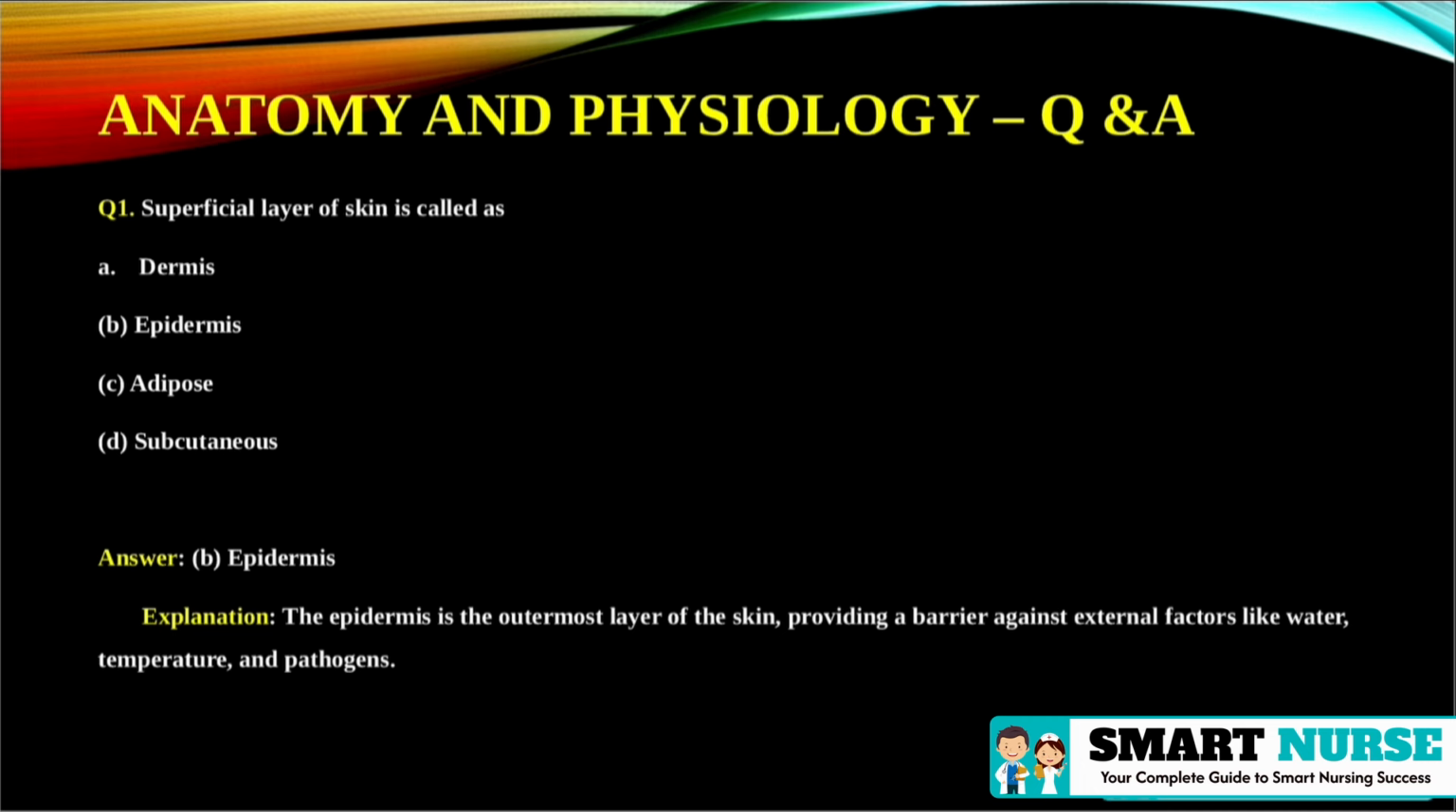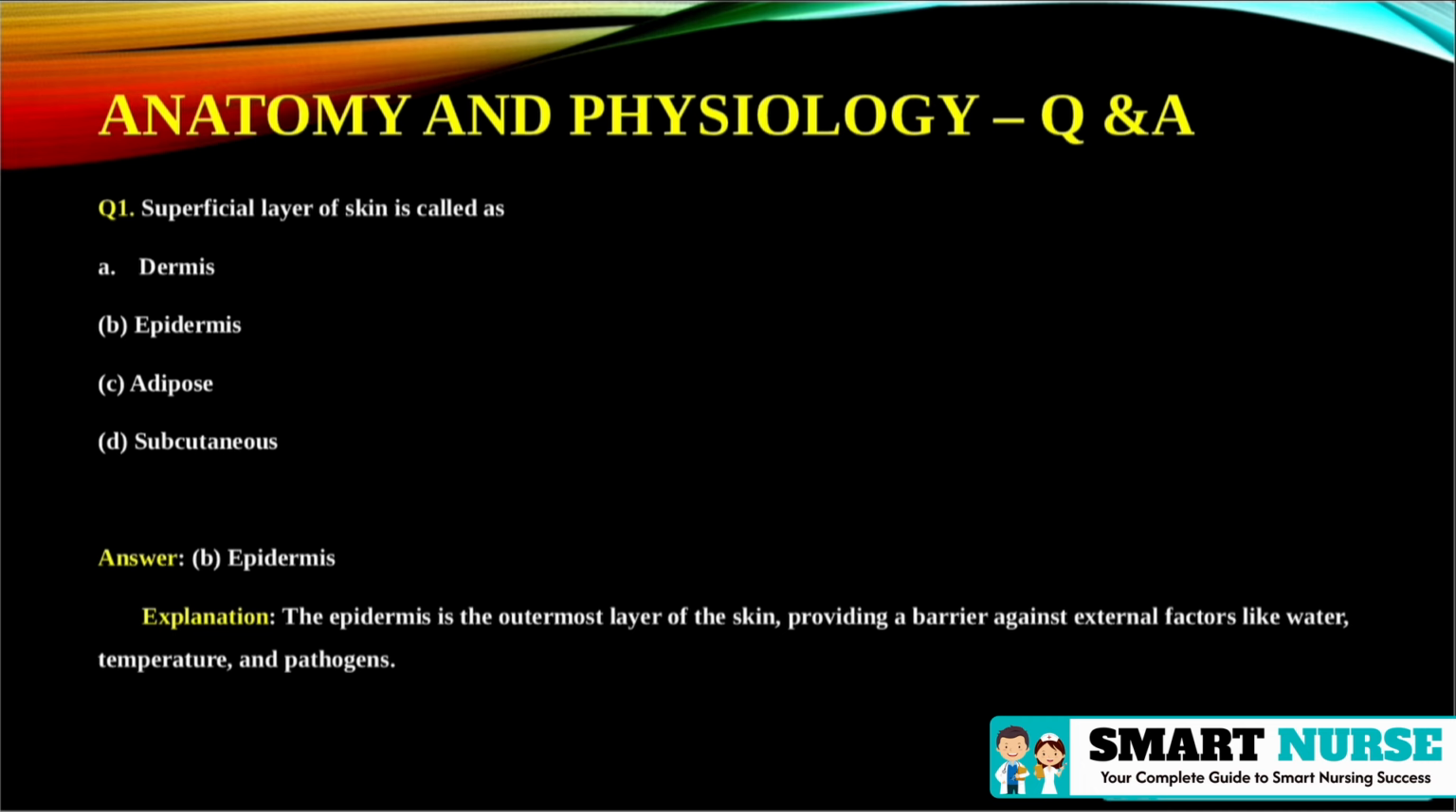The skin has three main layers. The outermost layer is epidermis, the middle layer is dermis, and the innermost layer is hypodermis. The hypodermis, also known as subcutaneous tissue. The adipose is a specialized connective tissue that stores our energy, fat, and insulates the body. So, the exact answer is epidermis.